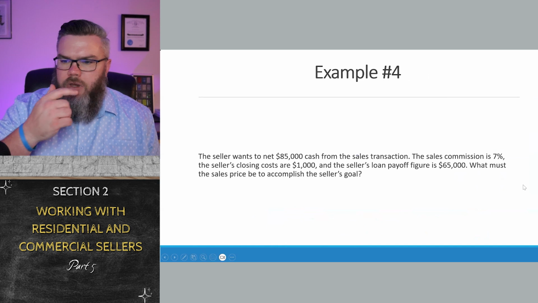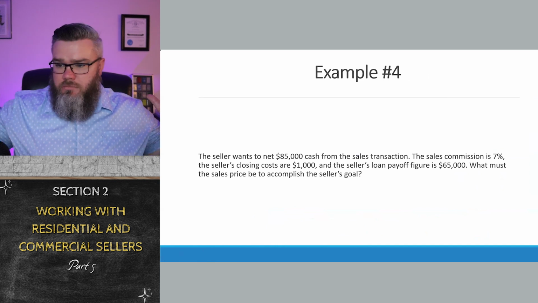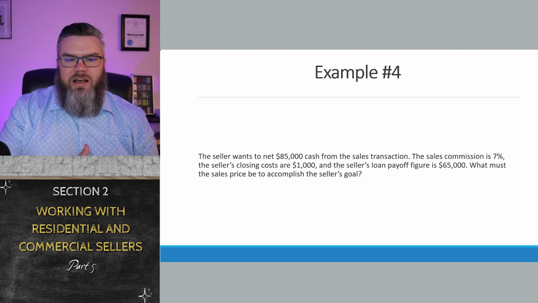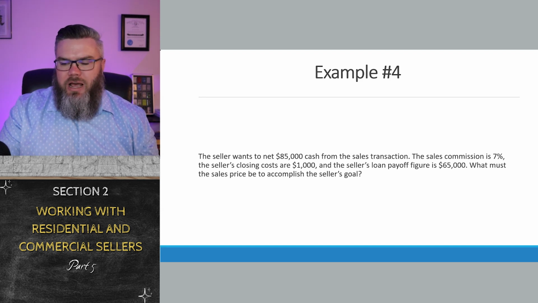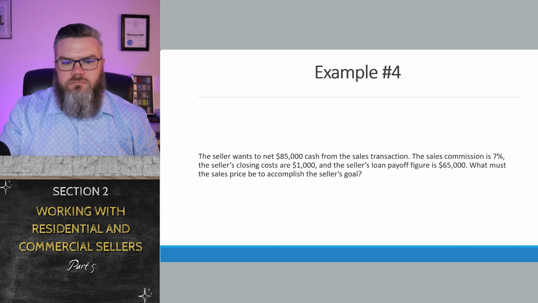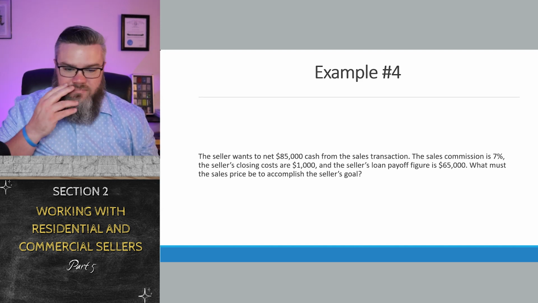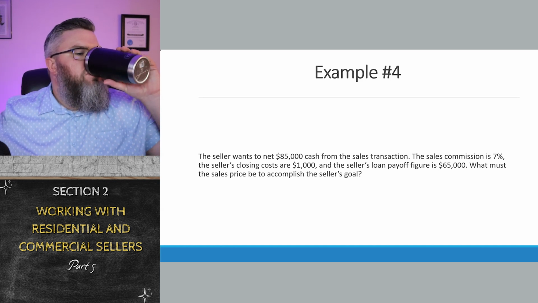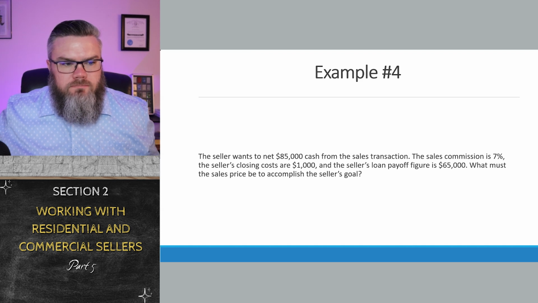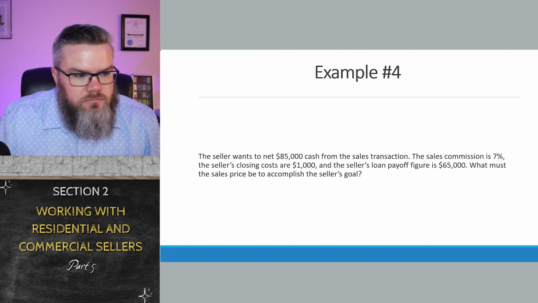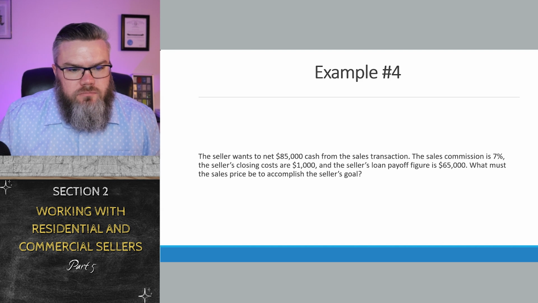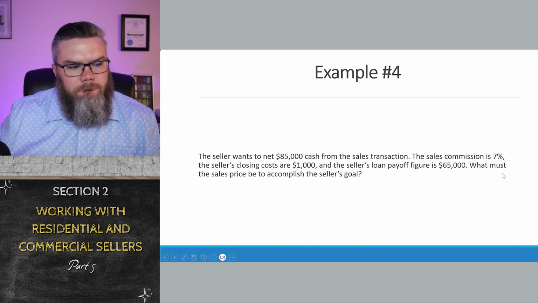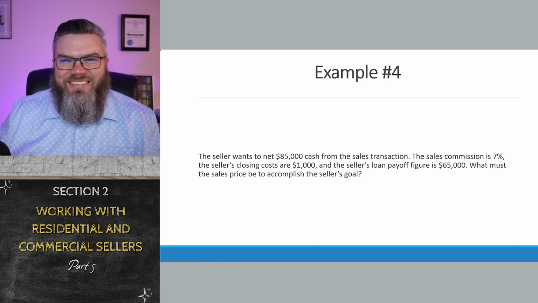Oops. So here is another one. And like I said, nothing crazy here. 85,000 plus 1,000 plus 65,000, hit equals. And then divide by 0.93. Nailed it. There you go.